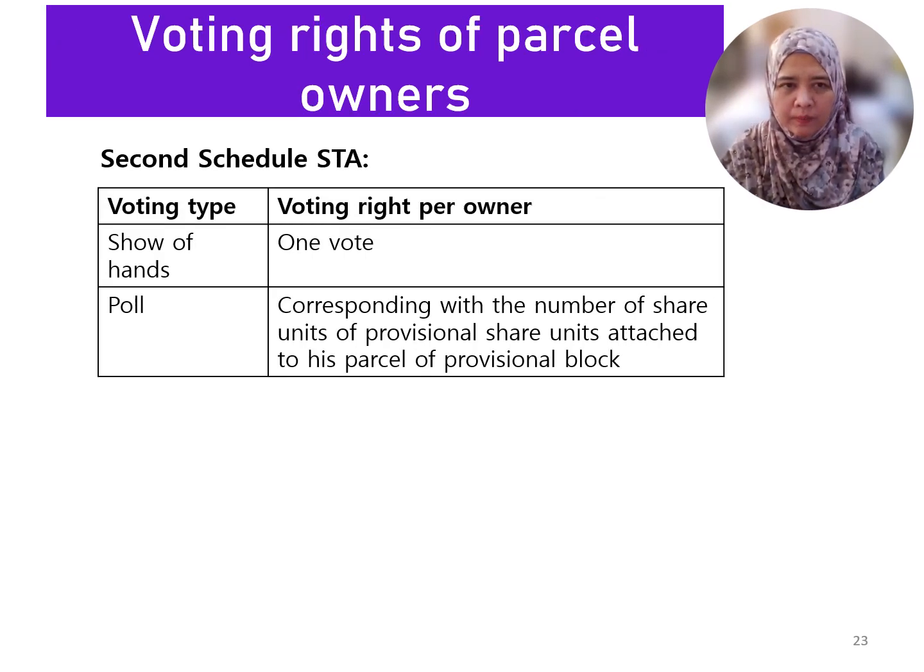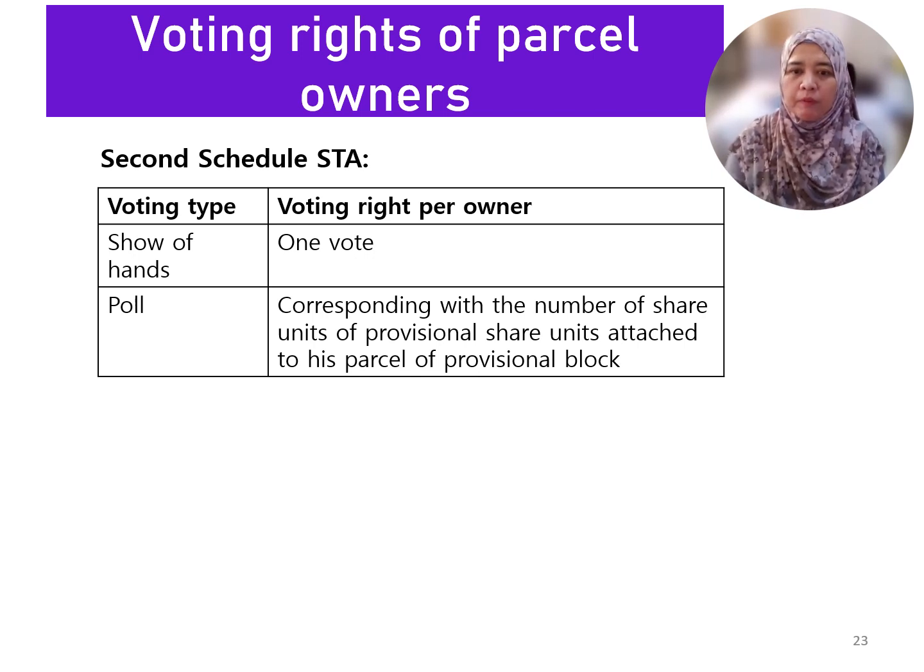Now, very briefly, okay, the voting rights of parcel owners according to the second schedule STA. Okay, you have show of hands, angkat tangan, show of hands or poll. So if the voting type is by show of hands, you only get 1 vote per owner. But if the voting type is by poll, you buat undian melalui kertas undi, okay. The voting right per owner is corresponding with the number of share units. So lagi banyak share units, the higher your voting rights.